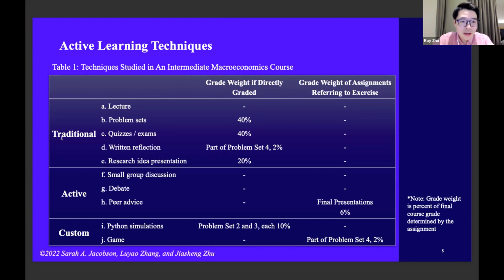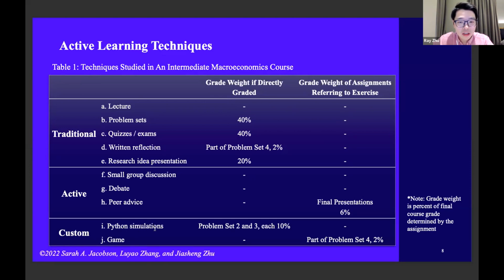As the name suggests, these are relatively more traditional and more commonly used learning techniques. The second category is called active learning techniques, including small group discussion, debate, and peer advice. Another category is called custom learning techniques, which are specific to our research project and contain Python simulation and game.